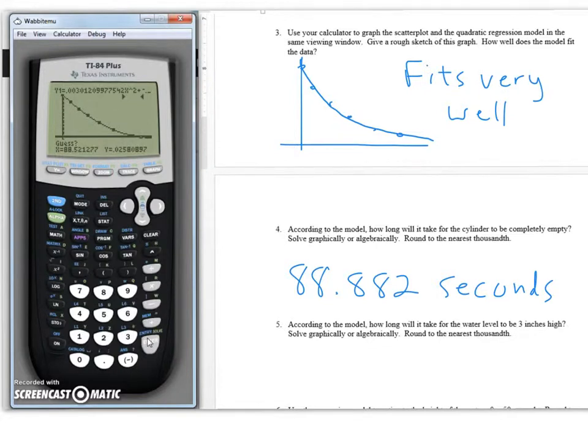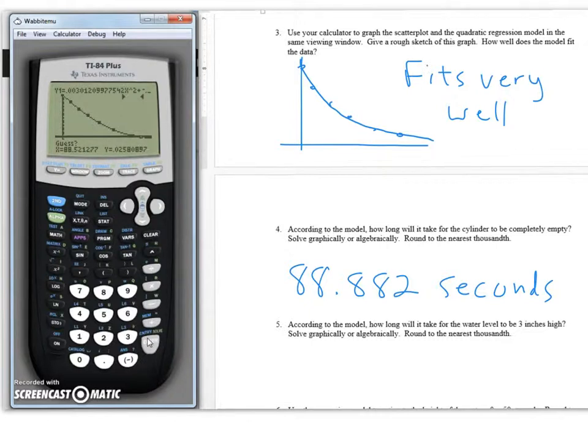It says, according to the model, how long will it take for the water level to be 3 inches high? And we can solve this graphically or algebraically. Now, to solve it algebraically, you'd have to set the quadratic regression model equal to 3 and then solve using the quadratic formula. You'd have to subtract 3 from both sides first to get a 0 and then use the quadratic formula. But I'm going to solve it graphically because that's a little simpler to do.